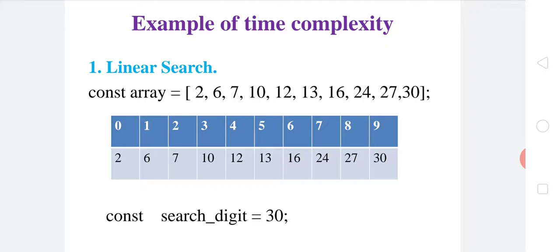Again 30 is compared with 12, then it goes to the next location, because 30 is greater than 12, 30 is greater than 13, 30 is greater than 16, 30 is greater than 24, 30 is greater than 27, and 30 is equal to 30. So at the end, after completion of 10 operations, we get the answer. Let's count the number of operations performed here. The answer is 10, because 10 operations are required. Linear search uses 10 operations to find the given element.